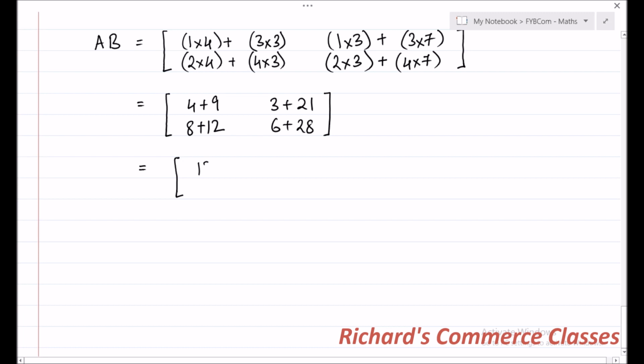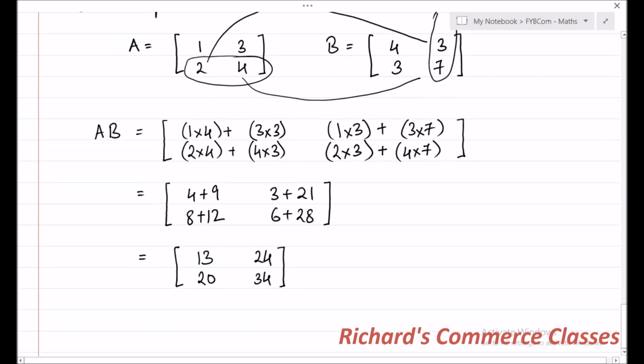9 and 4, that's 13. 3 plus 21, that is 24. 8 plus 12 is 20. And 6 plus 28 is 34. This is how you multiply two matrices.